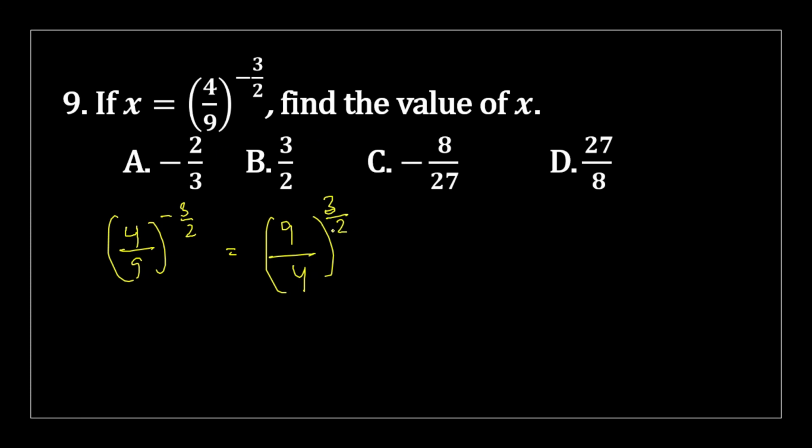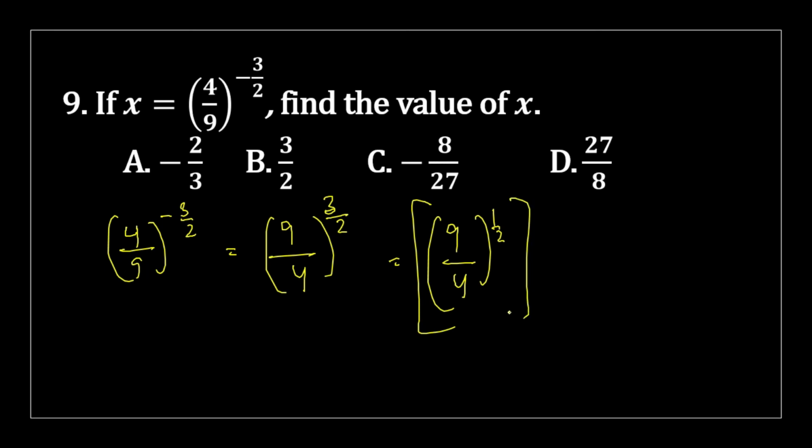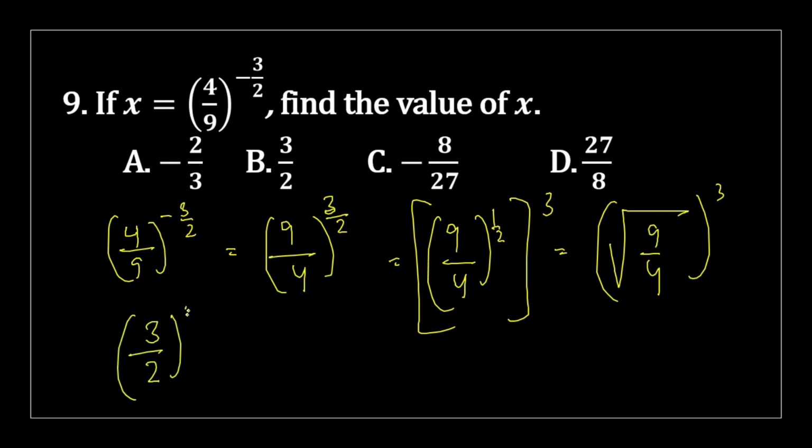So now let's try to simplify it. Let's divide this into 3. So we have 9 over 4 raised to 1 half, and raised to 3. If we have this kind of expression, all we need to do is to multiply 3 here. Now any number raised to 1 half is equal to the square root of that number. So we have the square root of 9 over 4, and this is raised to 3. Now what is the square root of 9 over 4? It is equal to 3 over 2, and that is raised to 3.